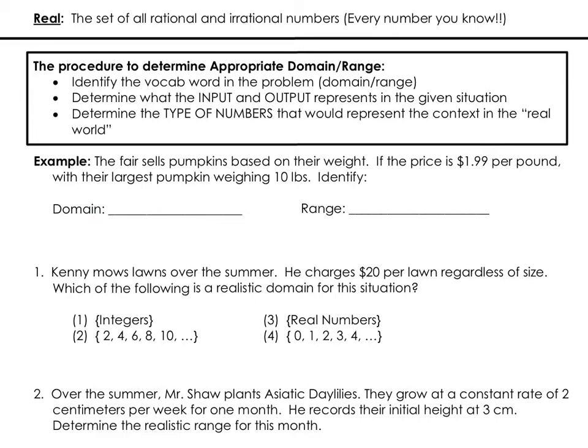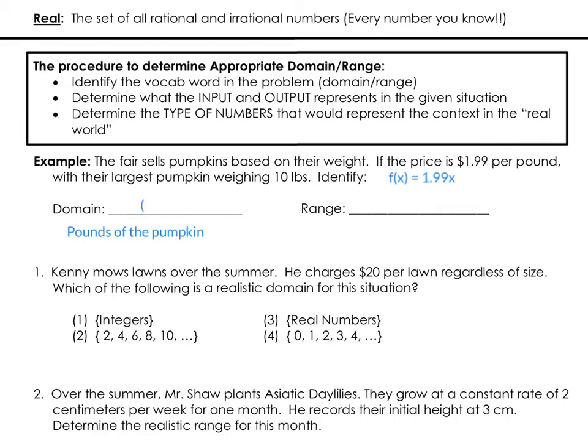Well, our domain, what is affecting it is the number of pounds. Because if I were to write out this function, we would have f of x, our cost, is $1.99 times x, the number of pounds. So our domain is our x's. That's the pounds of the pumpkin. If it's a pumpkin, it can't actually be 0. It has to weigh something as soon as it becomes a pumpkin. So we're going to say starting at 0, but not including 0, because then we don't really have a pumpkin.